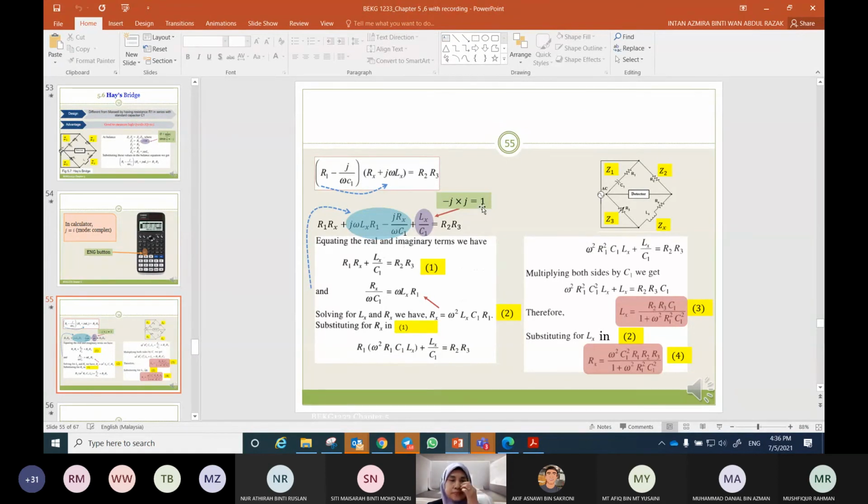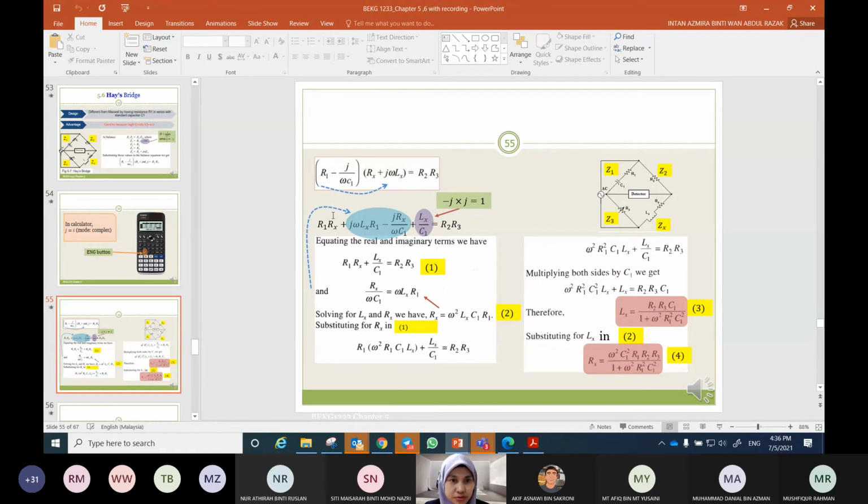No need to memorize. Yes, you can memorize, but you can just press your calculator. Minus J multiply with J is equal to 1. Or minus I multiply with I, it is equal to 1. Okay. And then we equate the real and imaginary terms.